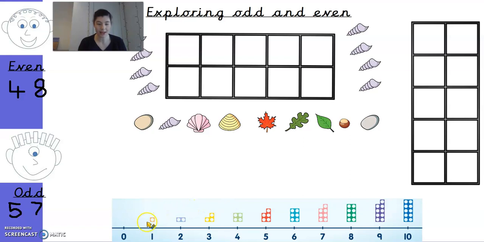So shall we have a look? Now 1, it doesn't have a friend next to it, does it? You can't share out number 1. We tried that yesterday. So 1 is odd. 2, does it have a friend? Can you share it out fairly? It does. 2 is even. 3 is odd. 4 is even. 5, odd. 6, even. 7, it's got the odd one on the top, odd. 8, even. 9, odd one on the top, odd. 10, even. What a good way to know using our Numicon if a number is odd or even.